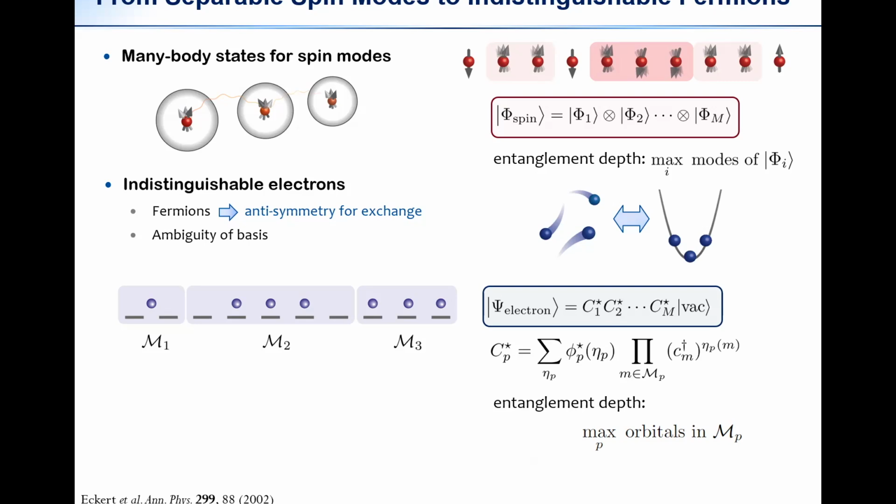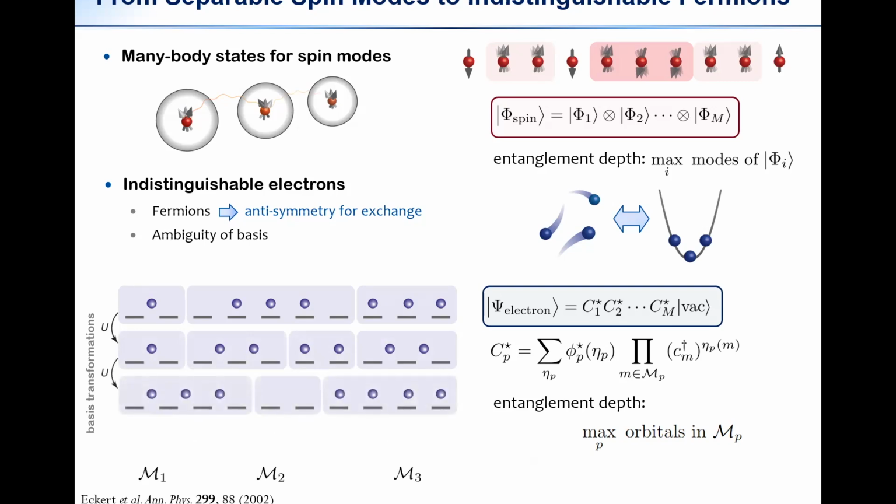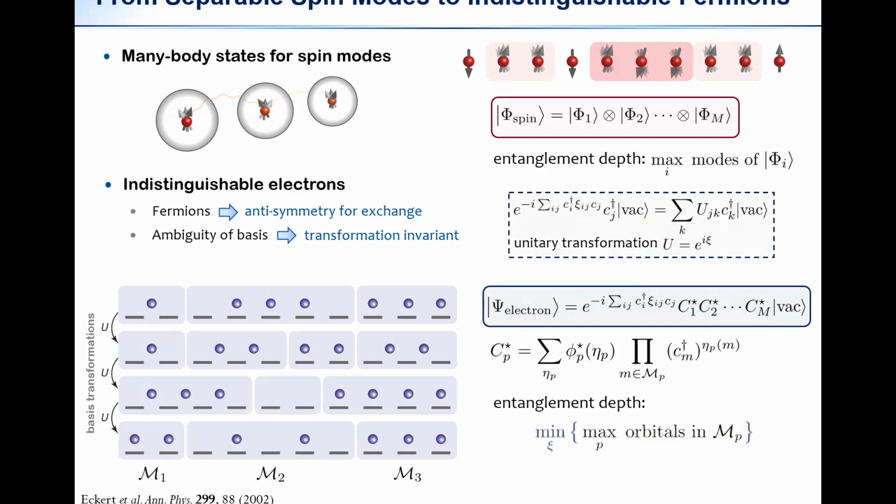So we have to define something which is invariant under basis rotation. If you do the single-particle basis transformation, you have to find all these possibilities and find the minimal entanglement depth in all these bases. There is a best basis, and in this best basis, the system is minimally entangled. So we generalize this idea by including a Gaussian transformation on top of the creation operators, and the entanglement depth is then generalized into a minimization over all possible Gaussian transformations. Gaussian transformation means a basis rotation of a single particle.